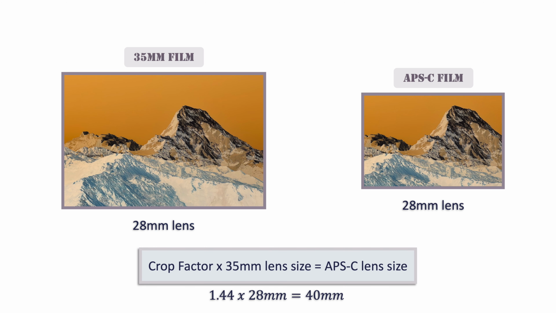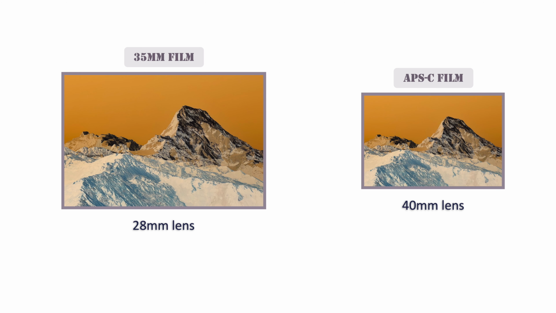Now, if we wanted to take a non-cropped picture with the APS-C film camera, we can use the crop factor that we just calculated, 1.44, and multiply it by the desired 35mm equivalent lens size. In this case, 28mm, to get the correct lens size for APS-C film, or 40mm. Now, when we compare these two negatives with an adjusted lens, we get the same image, just smaller.